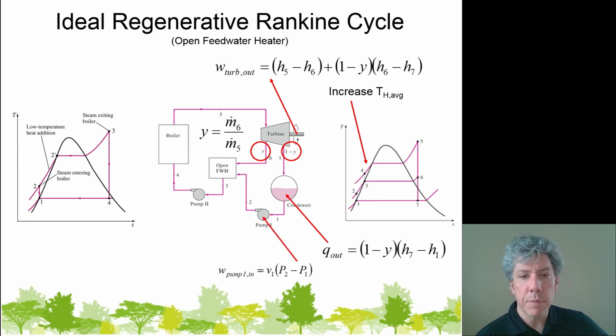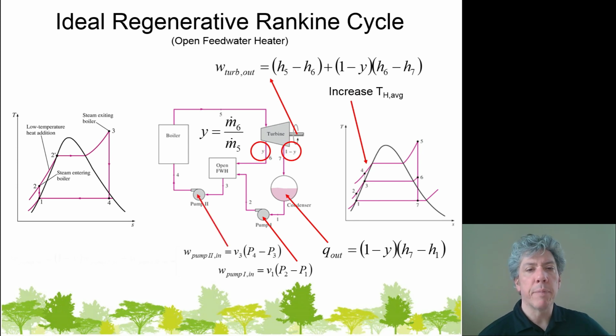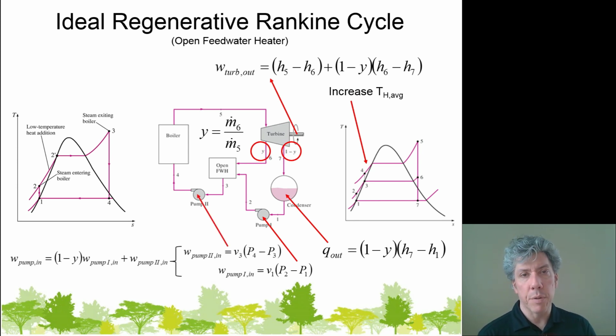For the first pump, if we talk about the specific work in that pump, you might think it's just V1 delta P. You use a similar equation for pump 2, but you have to be careful because, again, not all of the mass goes through pump 1, whereas all of the mass does pass through pump 2. So there's a 1 minus Y multiplier on the specific work for pump 1, whereas there isn't for pump 2. And so the total pump work in, you see there I have calculated for you: 1 minus Y times the specific work for pump 1, which is V delta P for pump 1, plus V delta P for pump 2.